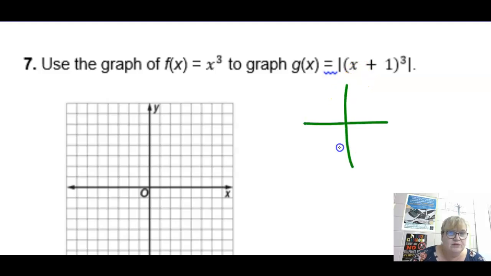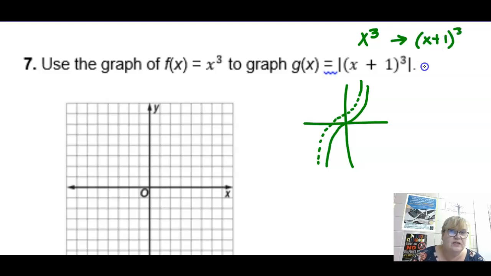X cubed looks like this. The +1 would move it up 1, like this. And so it started out with an x cubed, and then we made it an x plus 1 cubed. I'm just kidding. Guess what? Doesn't move it up 1.